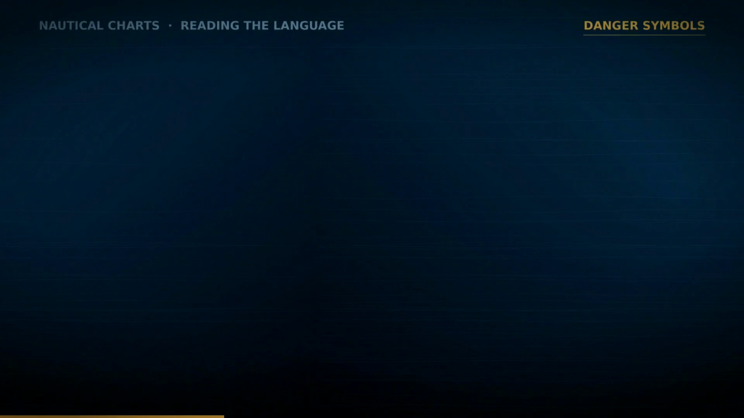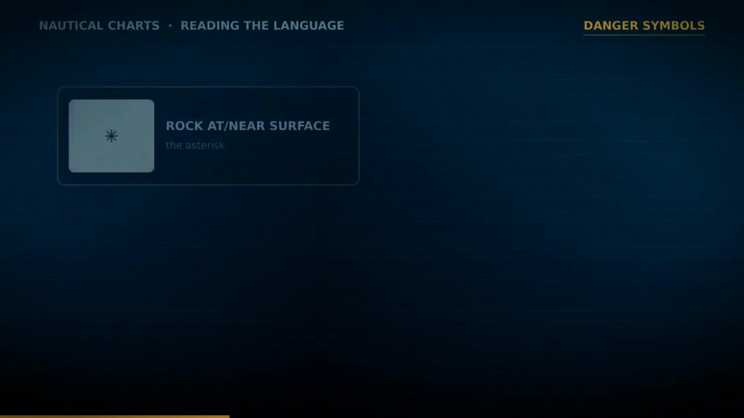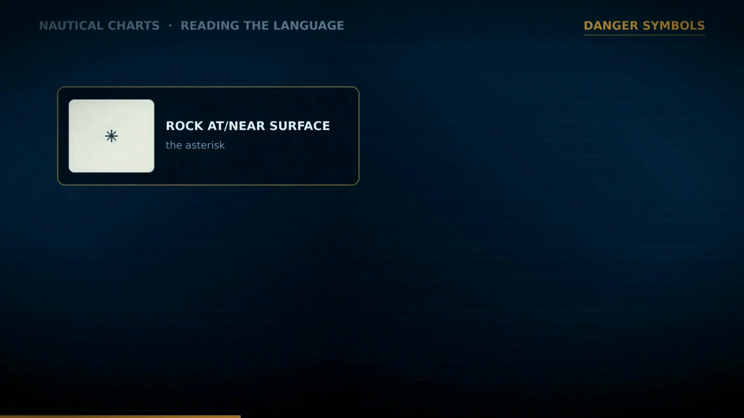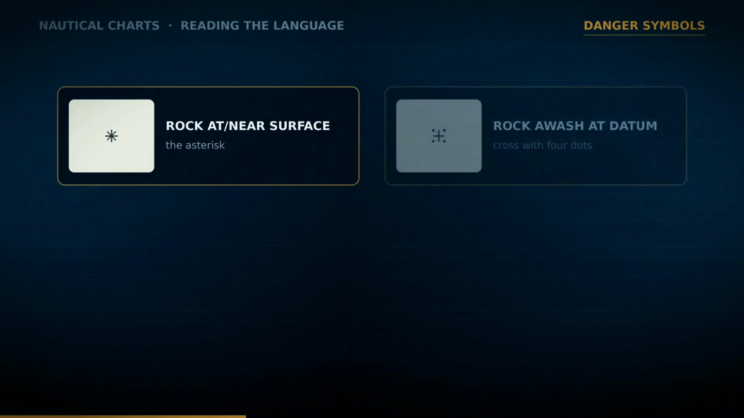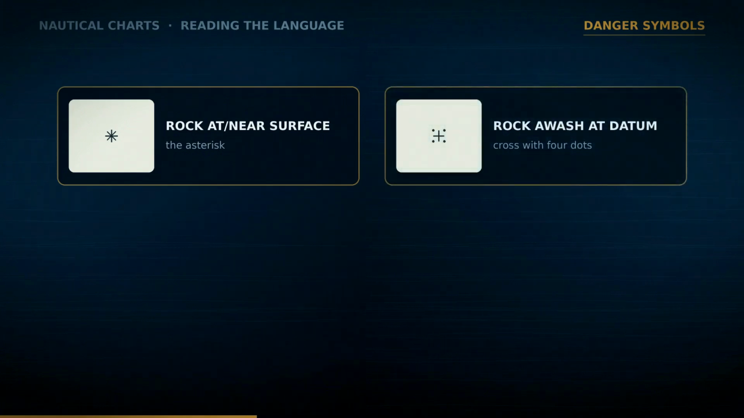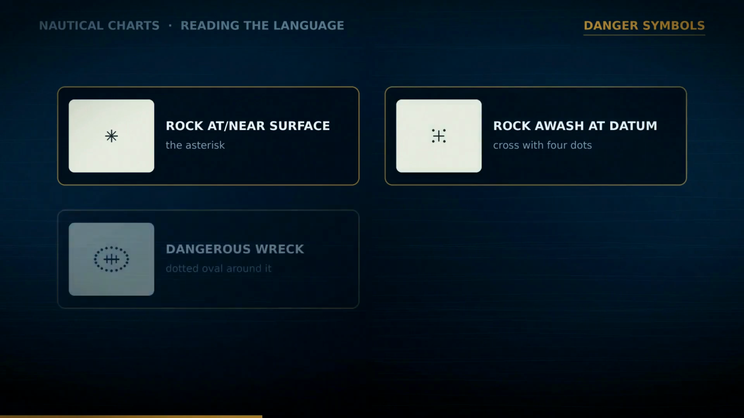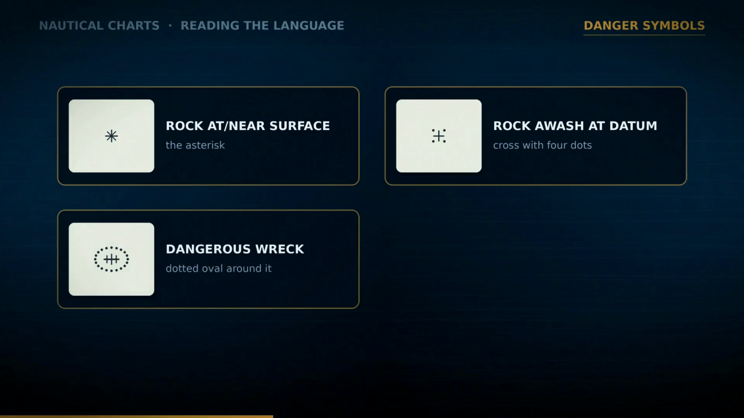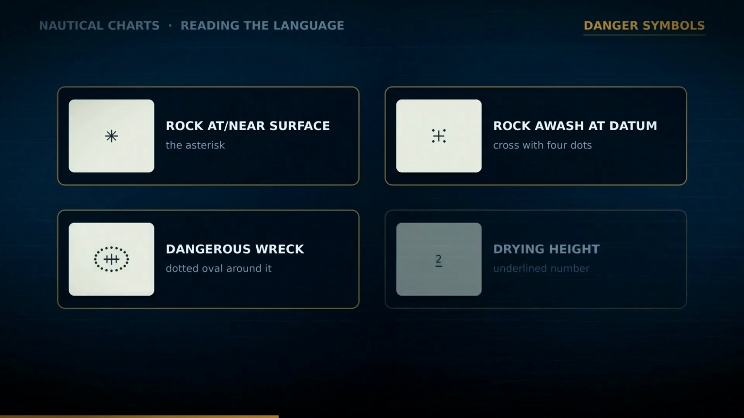An asterisk is a rock at or near the surface. A plus sign with dots is a rock awash at chart datum. A wreck dangerous to navigation wears a dotted oval around it, and a number with a line under it is a drying height. That ground is above water at low tide by that many meters. If the symbol has a dotted circle around it, the chart is telling you, danger, stay outside this line.